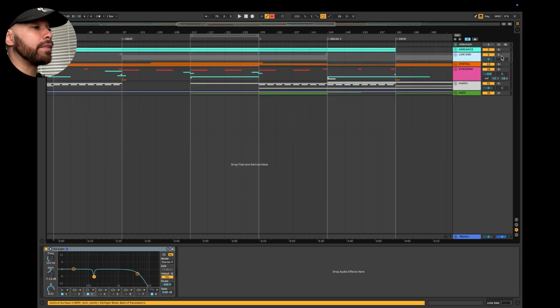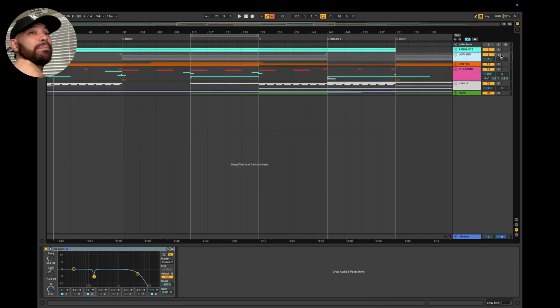The low end. The low end is literally probably the most important group. If your track cannot stand alone by itself with just the low end, then you need to go back and pay attention to your low end. A lot of times you'll get distracted by wanting to add hats and drums and other percussions to make the track sound a little bit more complete. But if your low end can't stand alone, if it doesn't sound good by itself, you need to go back and pay attention to it.